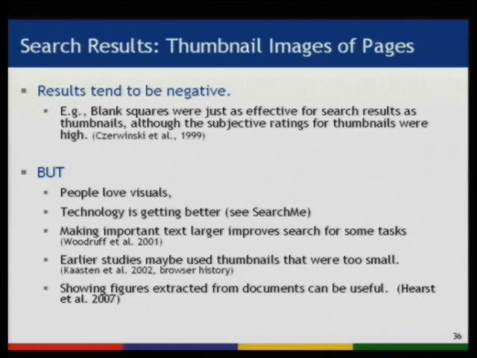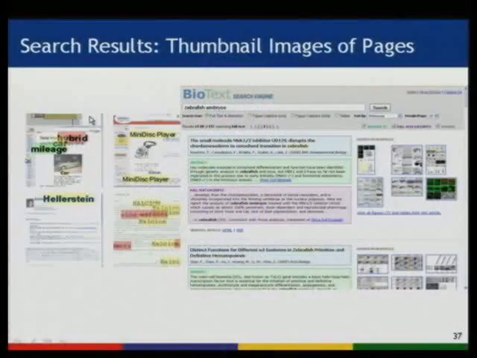And then showing figures extracted from documents can be useful, which is a little different than a thumbnail of the image. But if a document has figures that are meant to be seen in isolation, that can be useful, and we've done some studies on that. So here I have a picture from Woodruff et al. where they did some clever techniques to make the query terms sort of stand out from the thumbnail, and these are 4 different types of tasks.